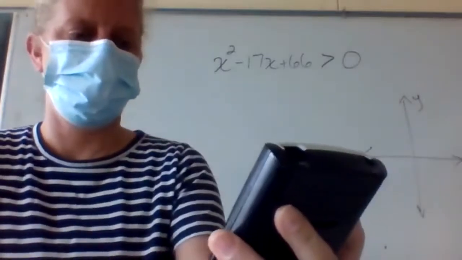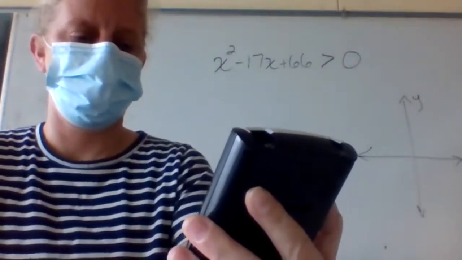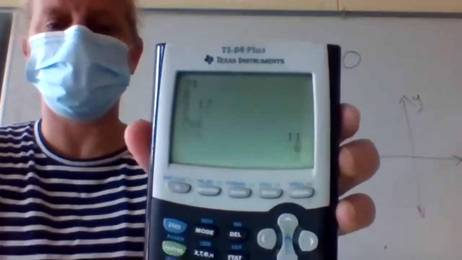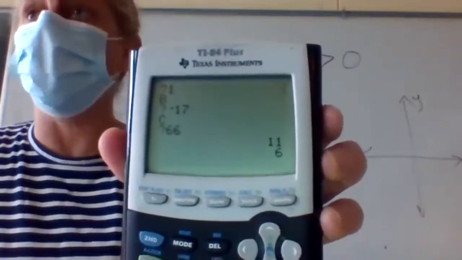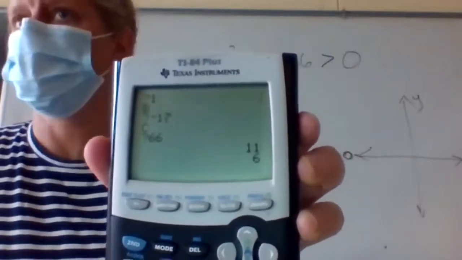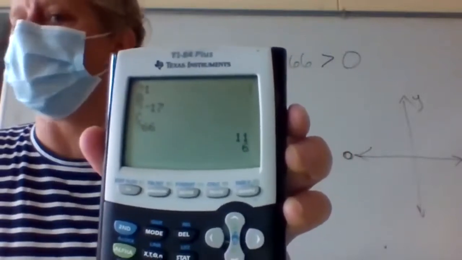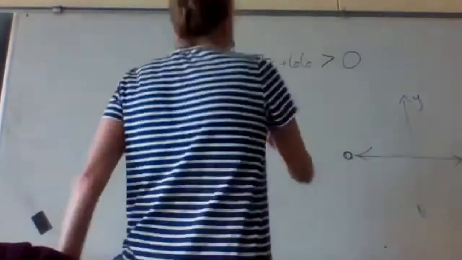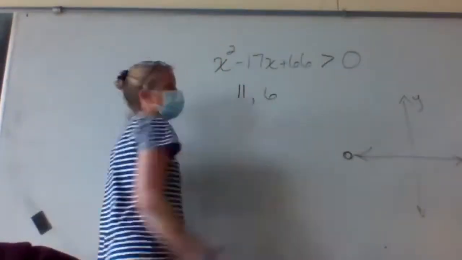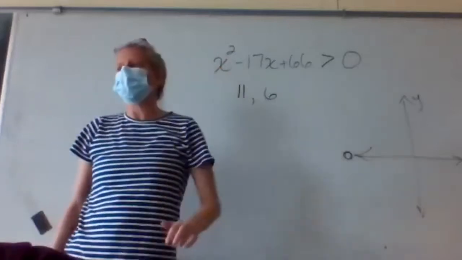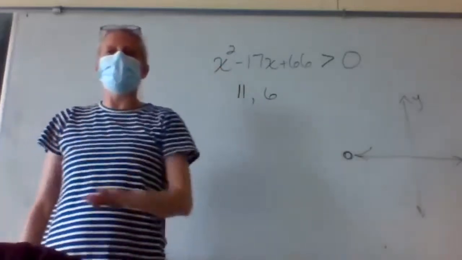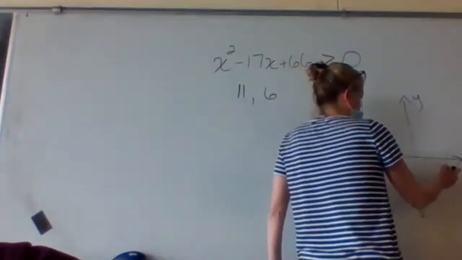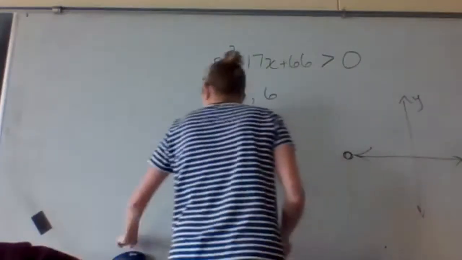One, negative 17, and 66. So there are your zeros, 11 and 6. Those are your x-intercepts, the solutions to that quadratic equation. So 11 and 6 are where this parabola is going to cross through my x-axis. Positive 11 and positive 6. I'll move this over.